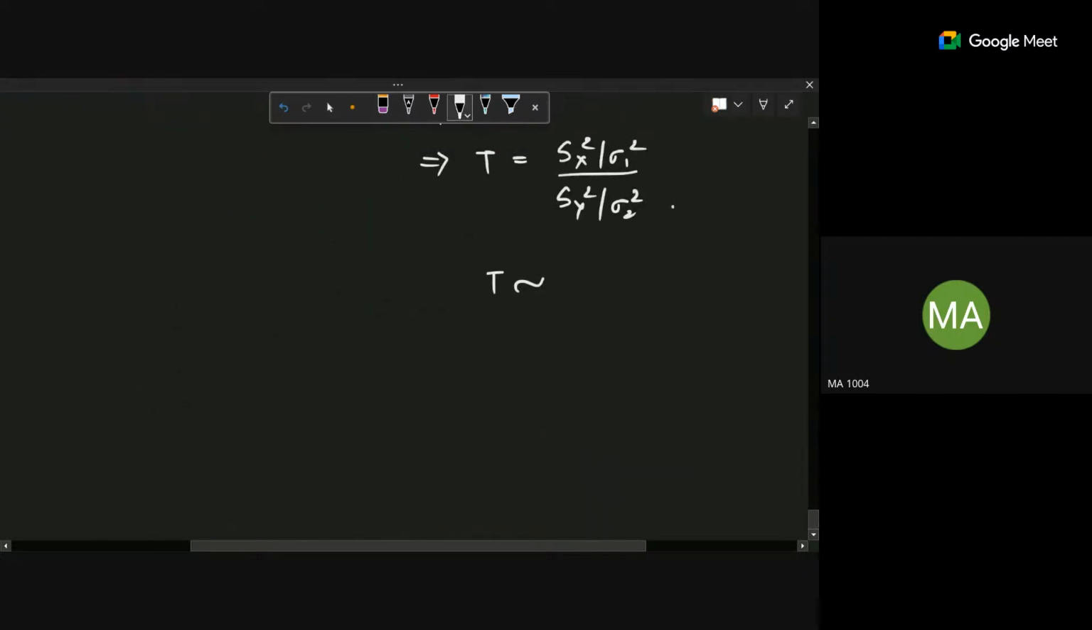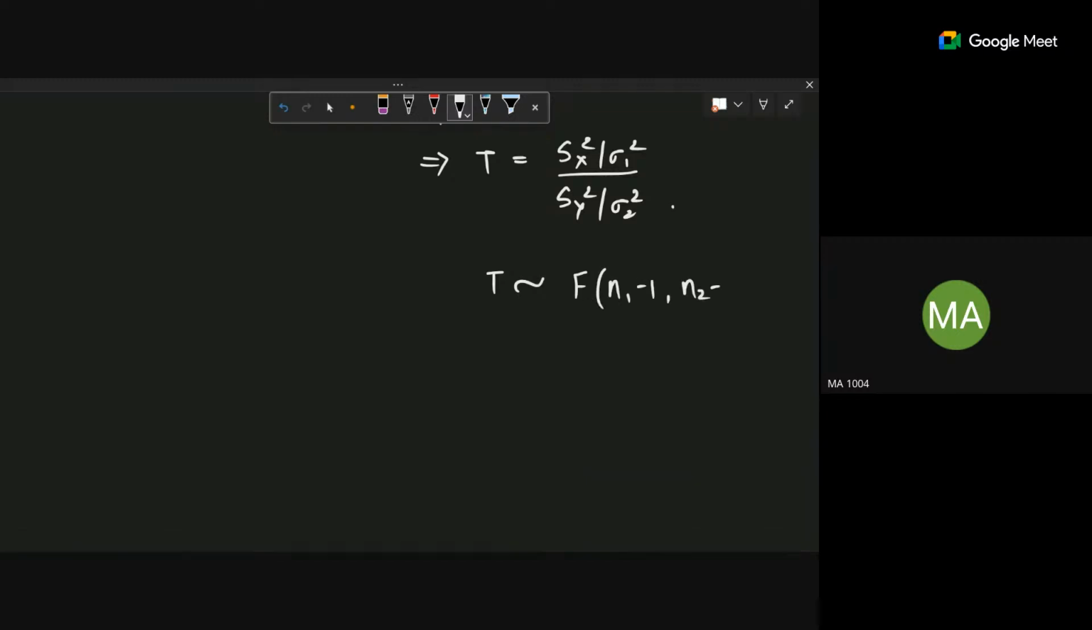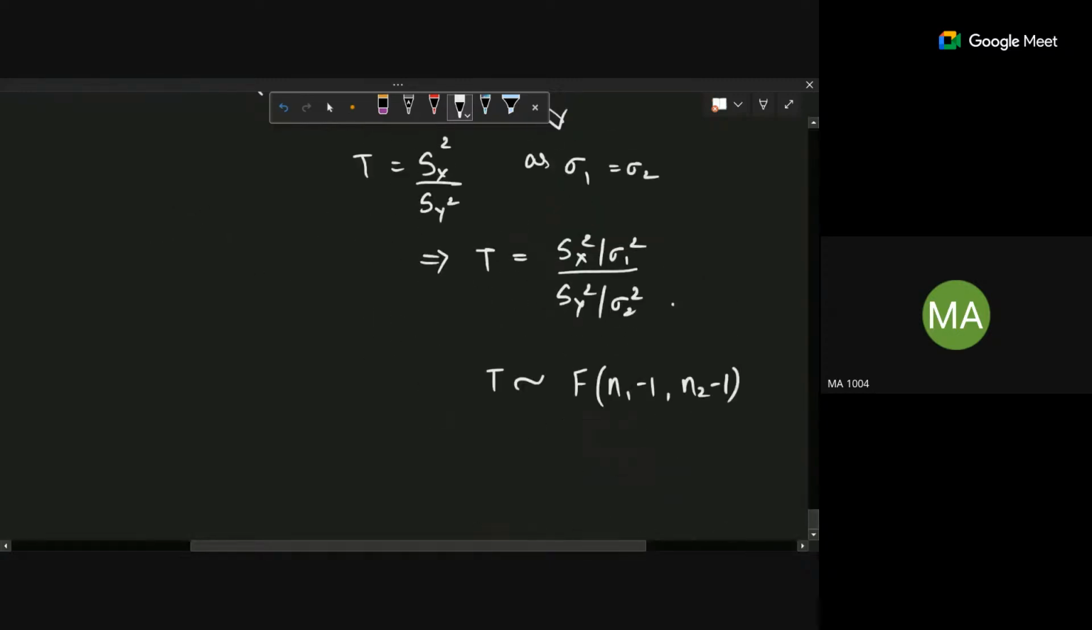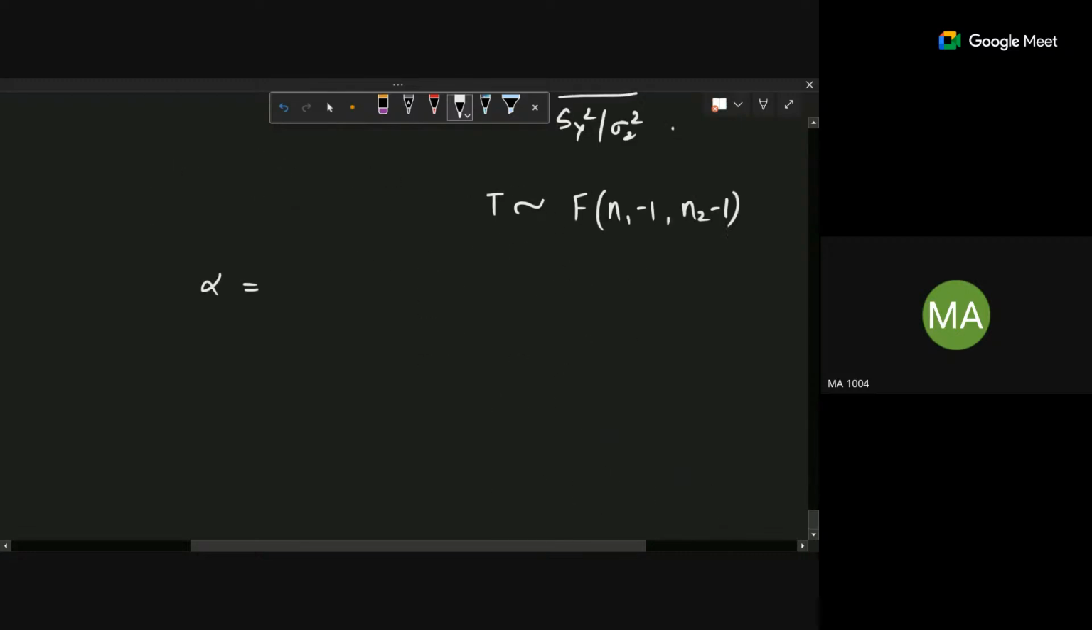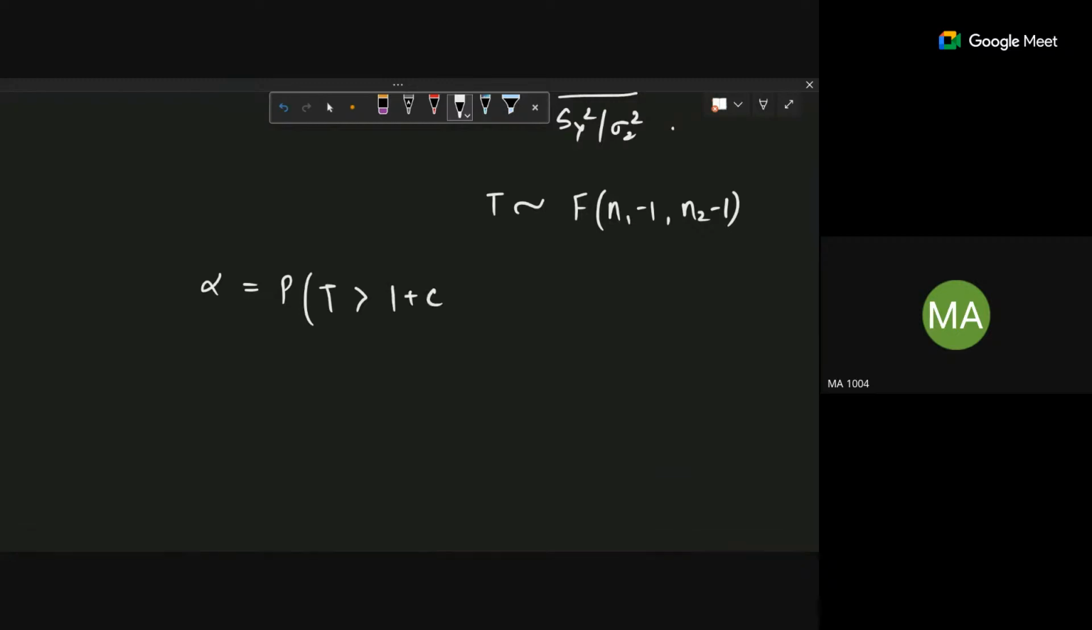So T is nothing but the F distribution with n1 minus 1 and n2 minus 1. So what was alpha? Alpha was the probability that T is greater than 1 plus C, such that H naught is true. Or you can just say it as C, that is also fine. I have just added 1 because whenever we have this kind of thing, we know it is going to end up with the F distribution.